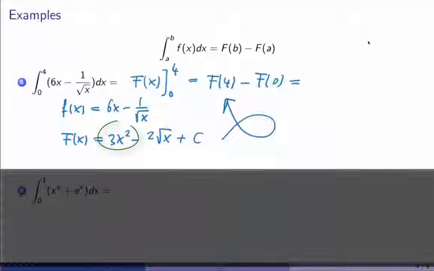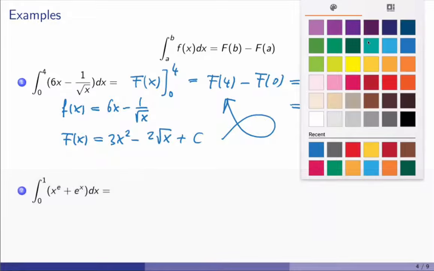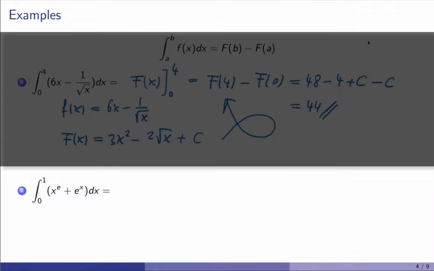F of 4 is 3 times 16, which is 48, minus 2 times root of 4, which together is 4, plus a constant, and then we evaluate the whole thing at 0. So then the first term is 0, the second term is 0, and the last term is minus C. The constants cancel each other, and we get 44. And we are done. Let's look at the second example.